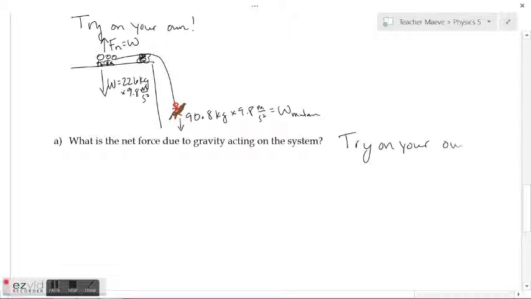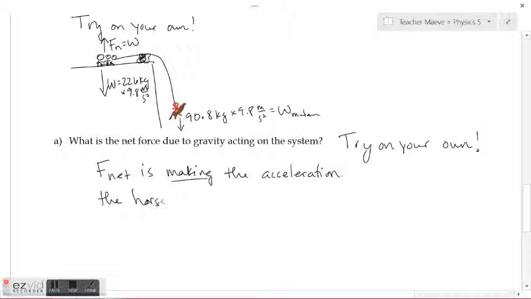So now try letter A, net force due to gravity. Pause the video. Welcome back to the video. So F net in this situation, remember that the net force is the thing that's causing the acceleration to happen. We realized that the group of people would be totally fine on their own if it weren't for Mulan hanging over the edge. So she's causing the acceleration, and so it's the horse and Mulan. They're causing that acceleration, and so their weight is that net force.